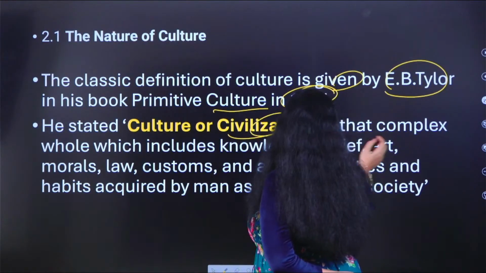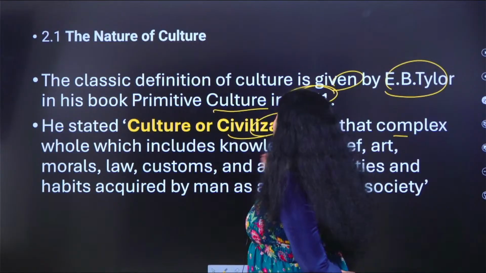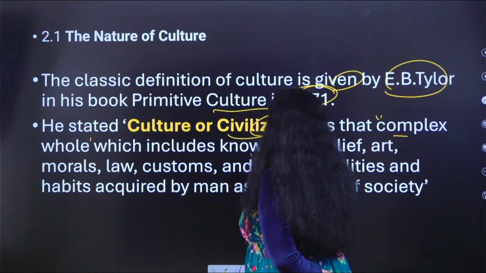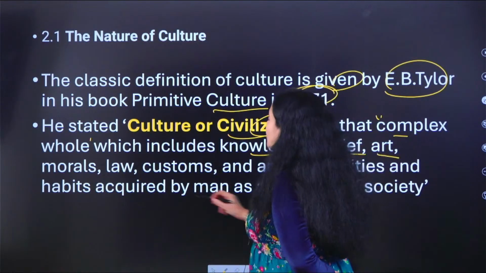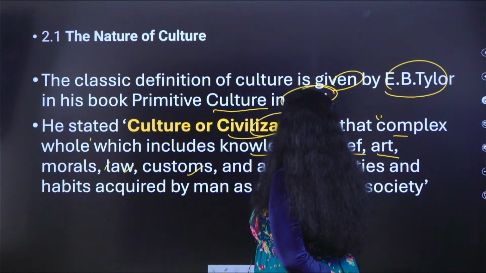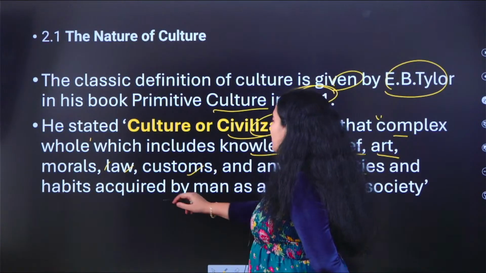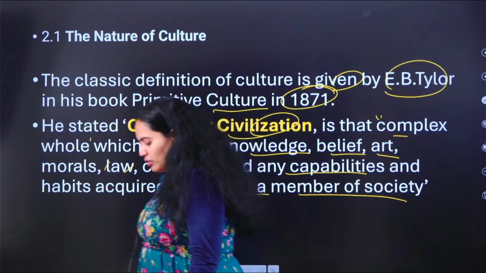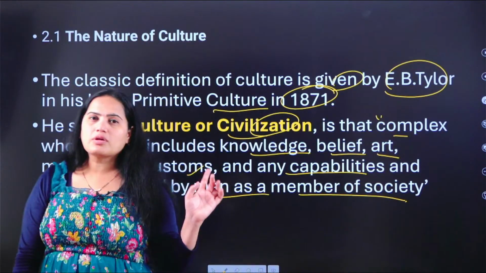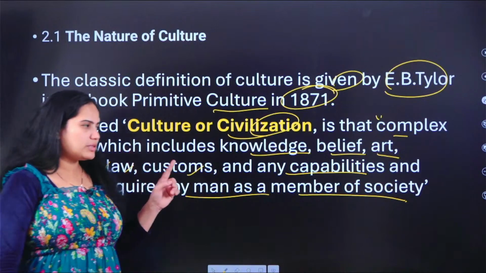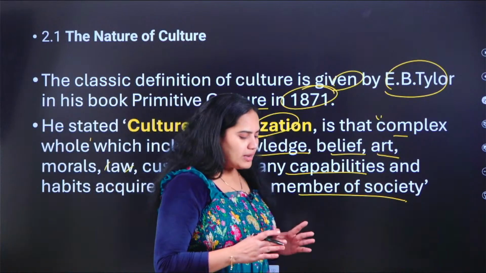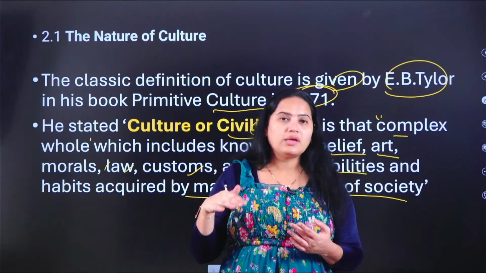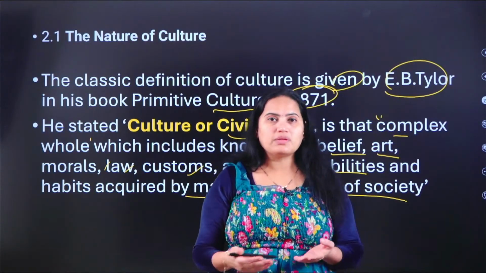Culture or civilization is that complex whole. So this is a keyword. Okay, so complex whole which includes knowledge, belief, art, morals, laws, customs, any capabilities and habits acquired by man as a member of society. So now you can see, when we are talking about culture, we have also mentioned society. By this you must understand that culture and society go hand in hand. Without culture there is no society, and if there is society, definitely there should be some culture.